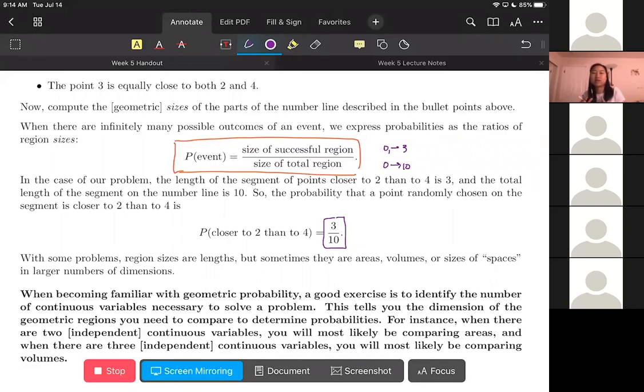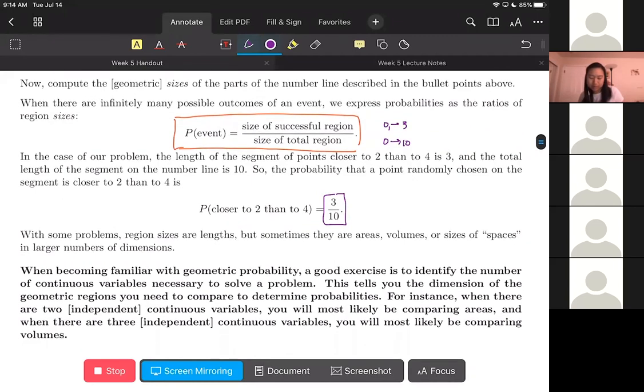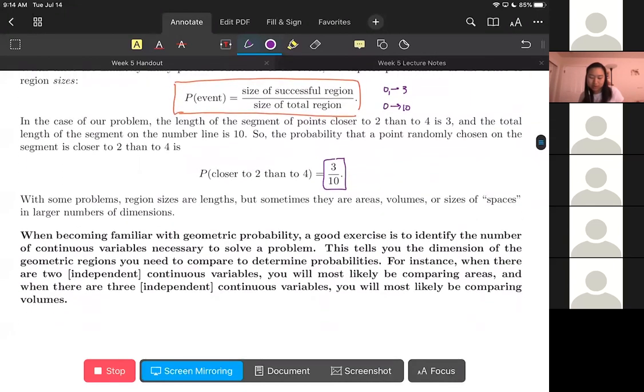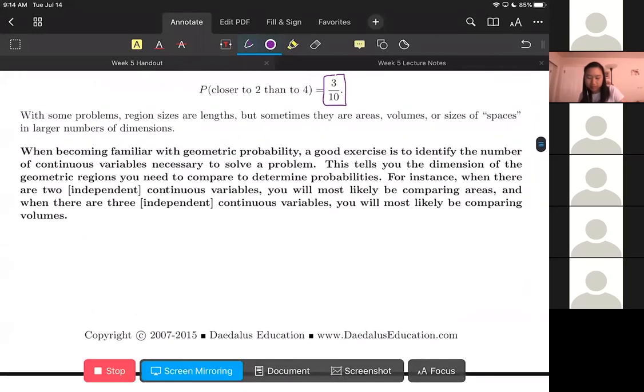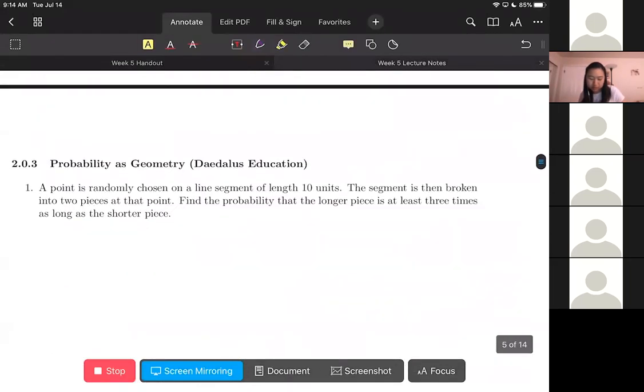So for example, in this case, we're just picking one point on a line, so there's only one dimension. But say you need 2 variables, then that might be more of an area type thing. So that's a 2D thing. Or if there's 3 variables, you might be comparing volumes. So we can do some examples to get more familiar with this idea too. So I picked some over here with some room to do it.